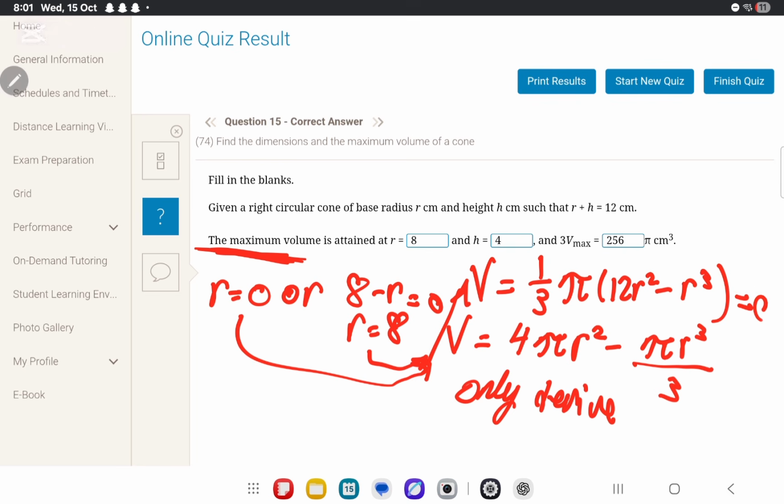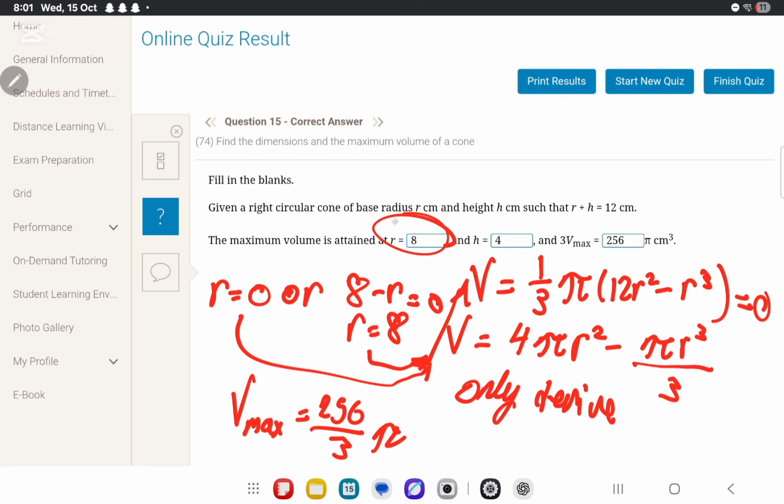So obviously, since any other value here is a positive number, let's try it. This will give me 256 over 3 pi. Okay, so the maximum volume is 256 over 3 pi. Right, so this is my maximum volume. Now, what is my maximum volume attained at? At r equals 8, right?